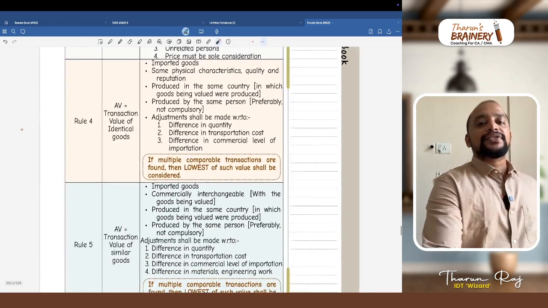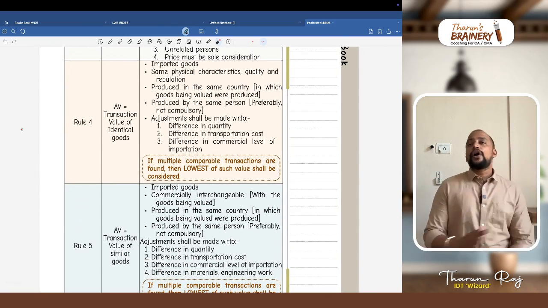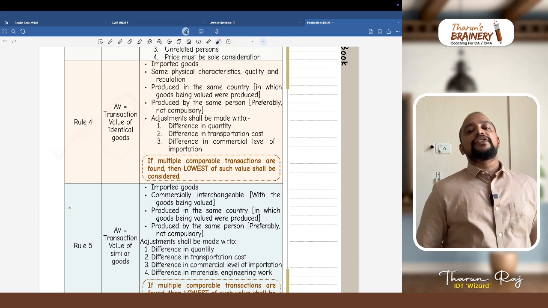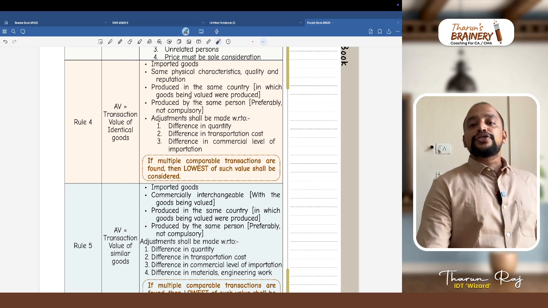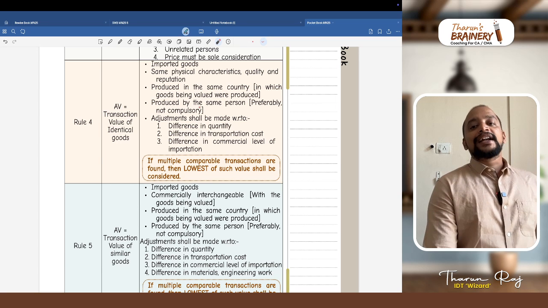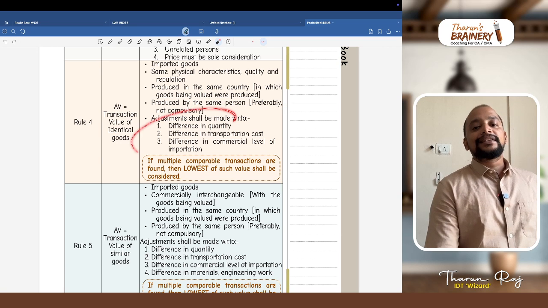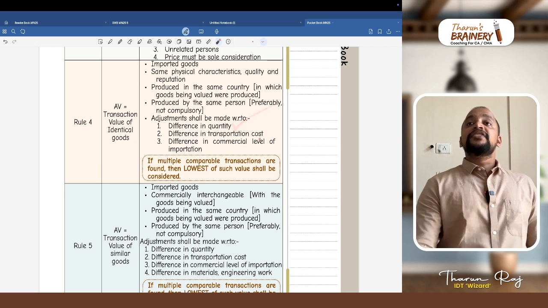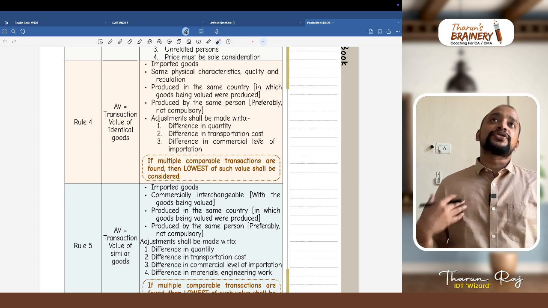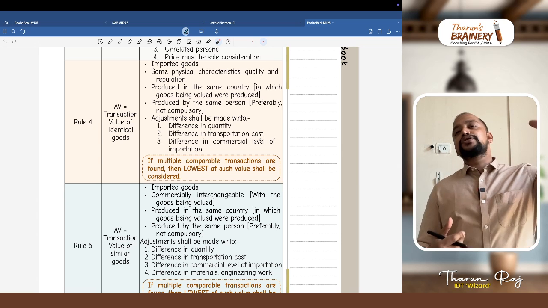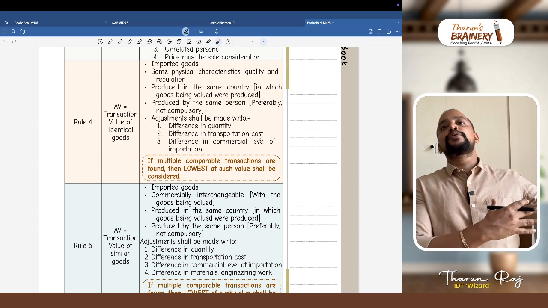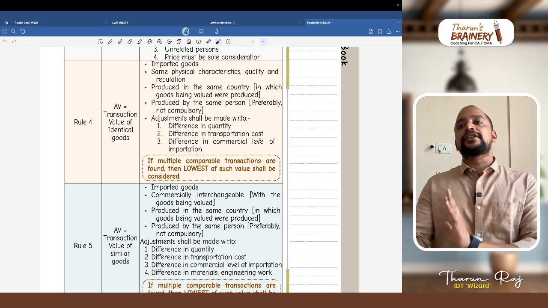Suppose if the transaction value is rejected, or if it is between related parties, or if price is not sole consideration, then in that case, rule 4, assessable value equals to transaction value of identical goods. Identical goods means what? That is also imported goods having the same physical characteristics and quality, produced in the same country and same person preferably, not compulsory. And 3 adjustments we need to make: difference in quantity, difference in transportation cost, and difference in commercial level of importation. Quantity means if I am importing 2,000, other person is importing 3,000, that adjustment should be made. Difference in transportation cost. I imported to Chennai port, that person imported to Mumbai port. Had he imported to Chennai port, what is the extra freight cost that should be adjusted?